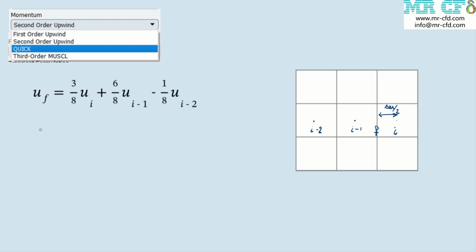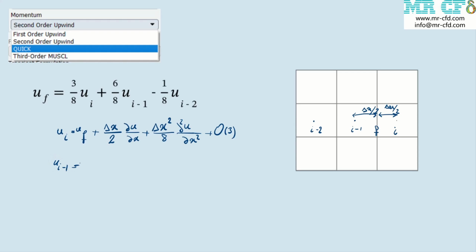Using Taylor series to understand the approximation, we can write UI is equal to UF plus half delta x multiplied by the first derivative of U with respect to x plus delta x squared divided by 8 multiplied by the second derivative of U with respect to x plus higher order terms. The distance from face F to the center of cell I is half delta x. The distance from face F to the center of cell I minus 1 is half delta x. The distance from face F to the center of cell I minus 2 is 3/2 delta x.